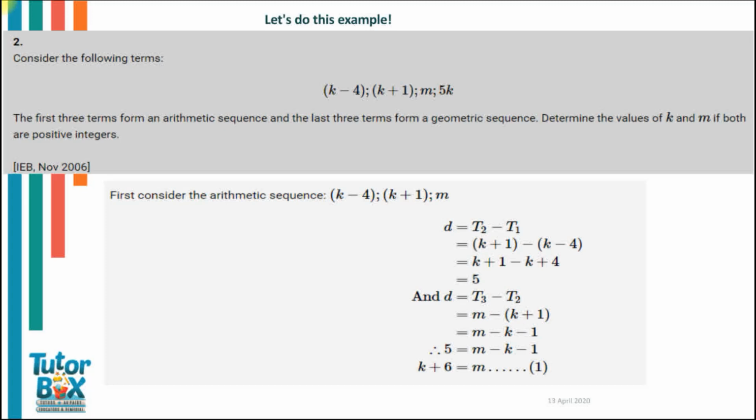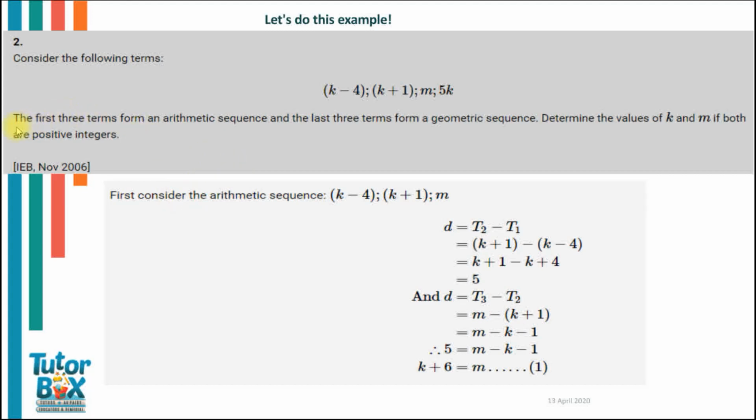Right, so now time for some examples. This example is quite long, but please follow through as I explain it. It says, consider the following terms: k minus 4, that's our first term; k plus 1, that's our second term; m and 5k, third term, fourth term. The first three terms form an arithmetic sequence, and the last three terms form a geometric sequence. Determine the values of k and m if both are positive integers.